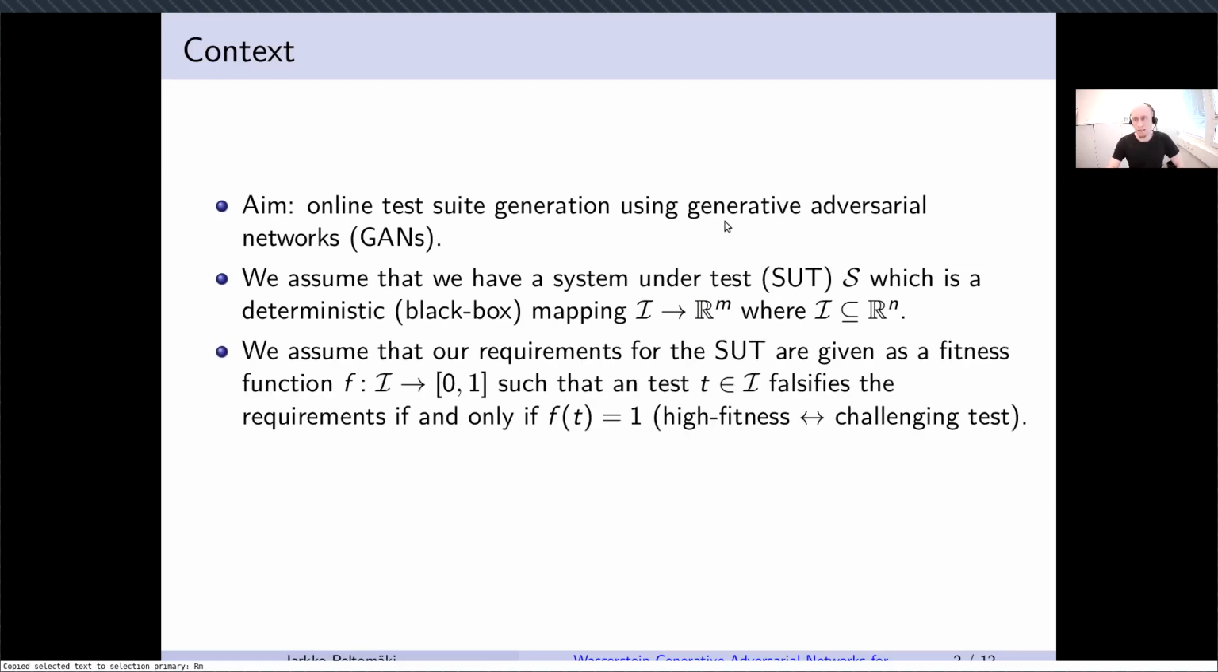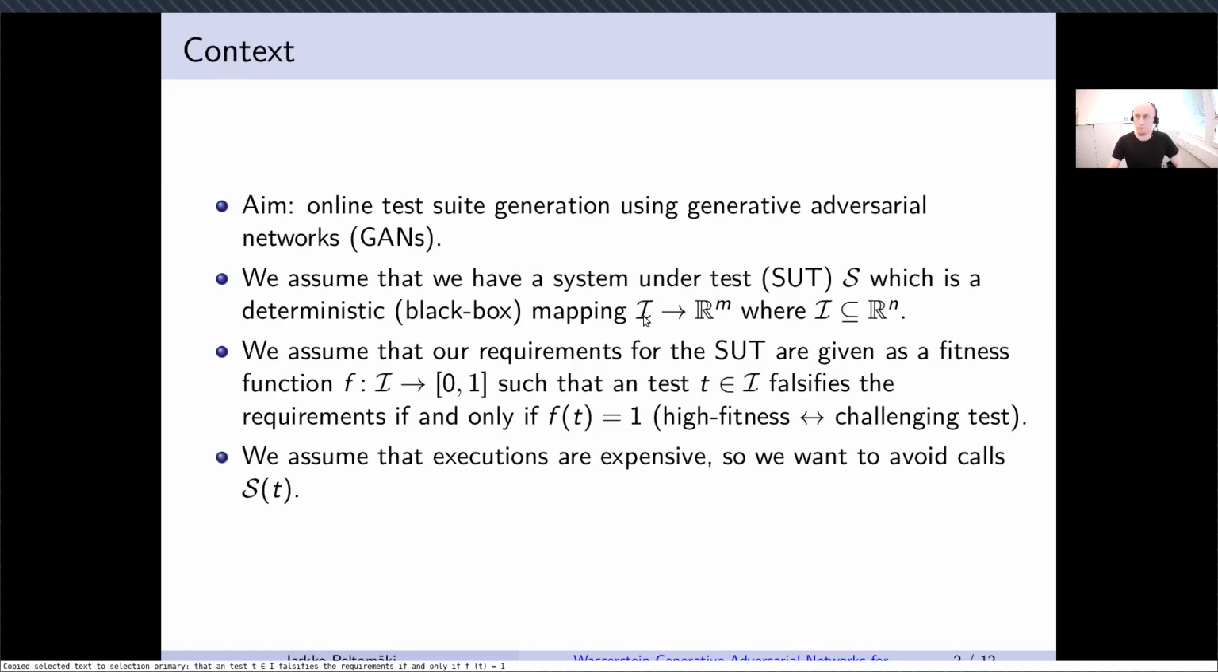And as is common, especially with cyber-physical systems, we have some requirements for our SUT. And here we assume that they are given as a fitness function f, taking values between 0 and 1, with the property that a test from the input space I is falsified if and only if its fitness equals 1. So high fitness tests are the same as challenging tests here. Moreover, we assume that evaluating these SUTs is expensive.